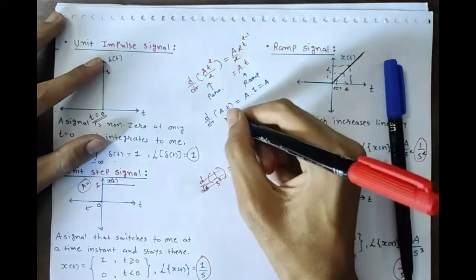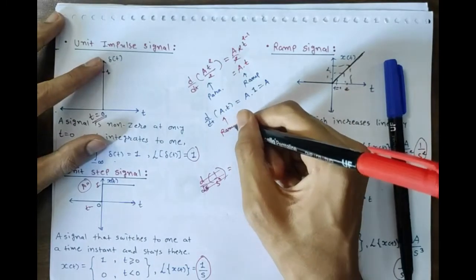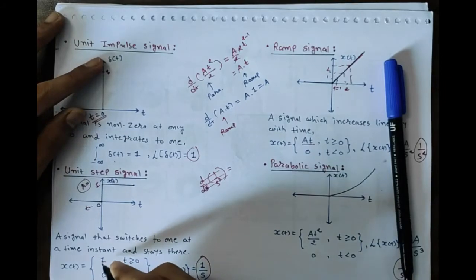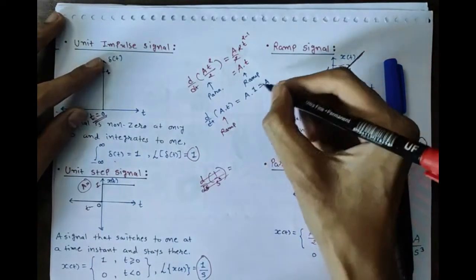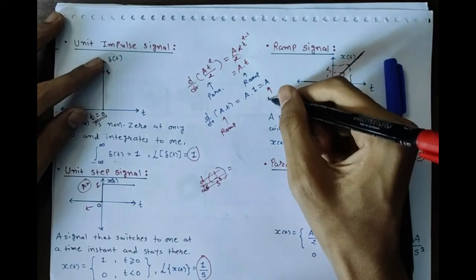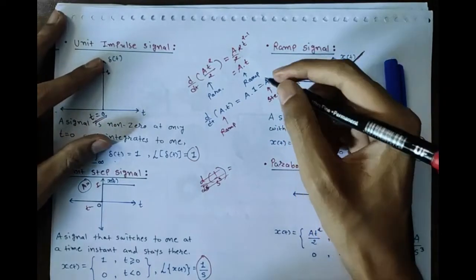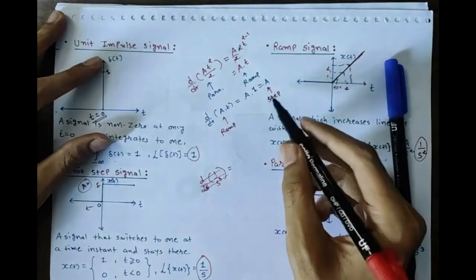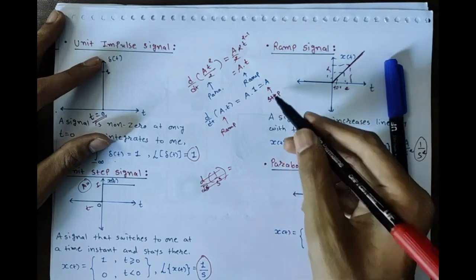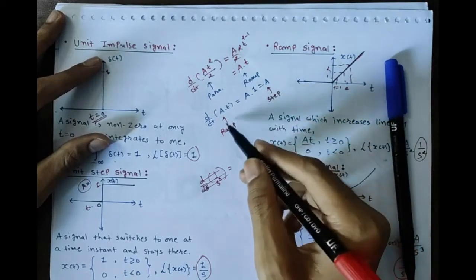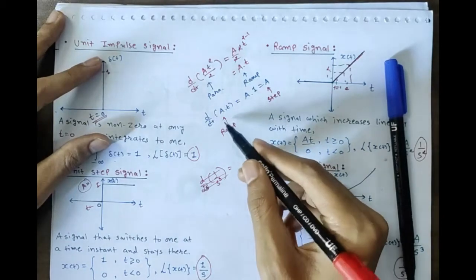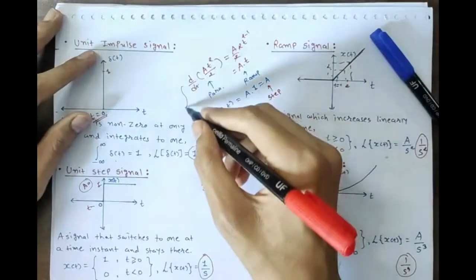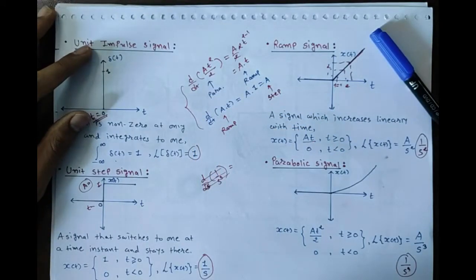This a is generally, for a non-unit step signal, a, so it is nothing but your step signal. So if you differentiate your parabolic signal, you will get the ramp signal, and if you differentiate the ramp signal, you will get the step signal. In the same way, if you integrate your step signal, you will get the ramp signal, and if you integrate the ramp signal, you will get a parabolic signal. This will be very important when we are solving examples and also in future.